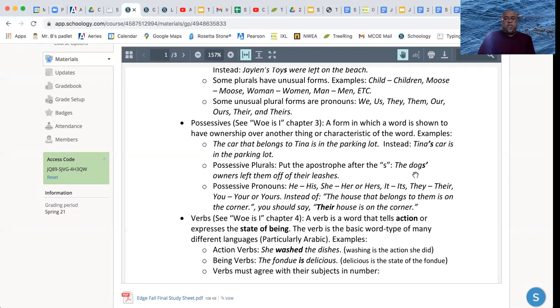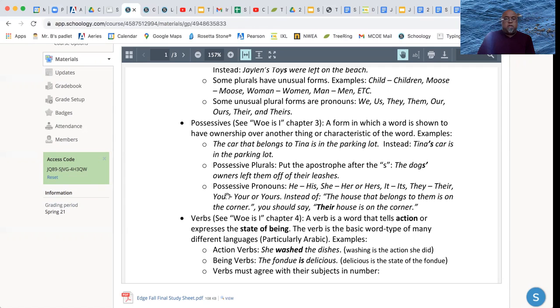So it's several dogs, so it's D-O-G-S. It's possessive, so you put the apostrophe after the S, and then it's owners, because that's what the dogs own, is their owners. If you own a dog, you know that really the dog owns you anyways. Left them off of their leashes. So it's multiple dogs with multiple owners, then that's why you put the apostrophe at the end. If it was one dog, then you'd put the apostrophe before the S.